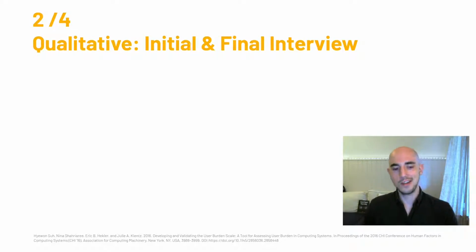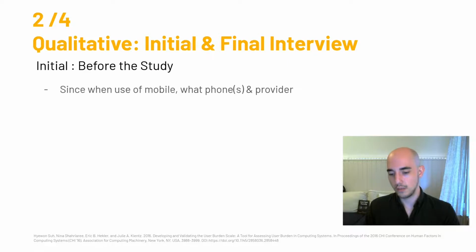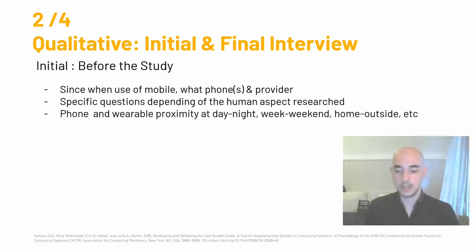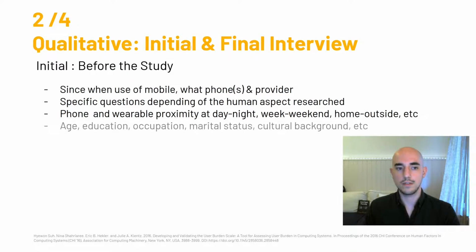So, the qualitative part, with the initial and the final interview. The initial, of course, is always before the study. We usually ask questions regarding what kind of smartphone they have, because the smartphone is going to be the gateway for us to get the data. We want to make sure that they will not have issues with their device. If it's too old a device, will it support our software? All of these technical issues that can arise after.